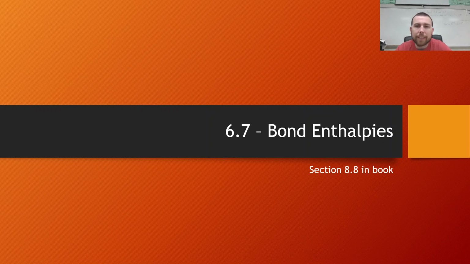We're in topic 6.7 now, and we looked previously at enthalpies of reaction. Now we're going to look at a way in which we can estimate enthalpies of reaction by looking at what are known as bond enthalpies. Bond enthalpies can be found in section 8.8 in the text. If you think back, this goes back to our unit on chemical bonding. This pertains to covalent substances, where you've got two nonmetals bonded together. So in 6.7, we're going to be looking at this idea of bond enthalpies. Without further ado, let's dive right in.